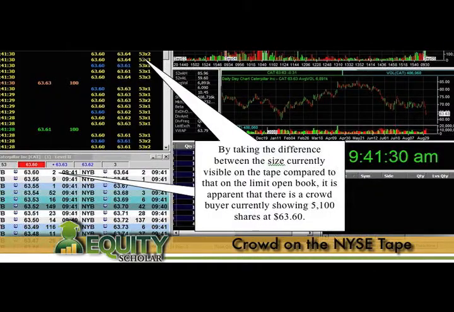Remember, this does not mean that this is all the shares he has currently bid at that price. In fact, it most likely means he has a lot more shares that is currently hidden.